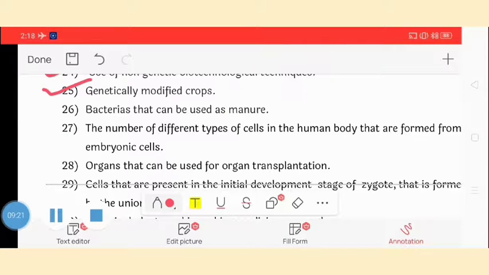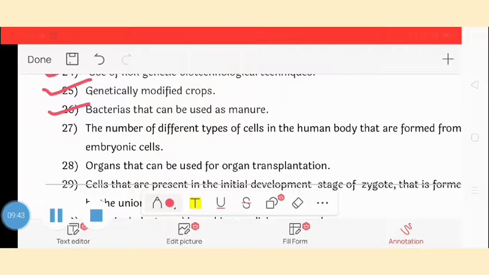26th question: Bacteria that can be used as manure. Which bacteria are used as manure? Rhizobium, Azotobacter, Nostoc, Anabaena. These bacteria are used as manure. So we have completed question 26.